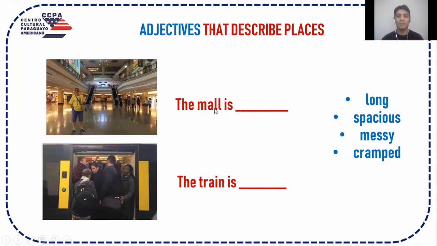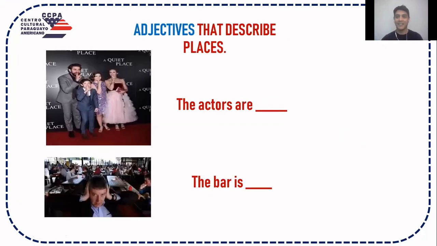Okay, so the mall is long. The mall is spacious. The mall is messy. Oh, the mall is cramped. So very good job. The mall is spacious. You have a lot of space in the mall. Okay. So the opposite of spacious is cramped. Cramped. So look at the picture here. The train is, the opposite is cramped. Very good. Yes. All right.